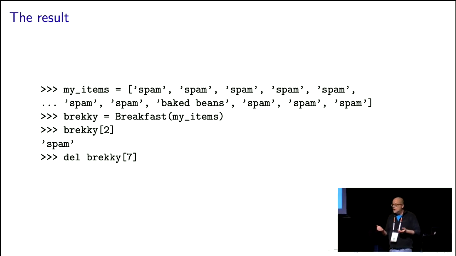At any rate, if we implement the appropriate methods, we can create an object of type breakfast, we can access an individual item off the plate, or we can hold the baked beans if we want to by removing it from the plate and do the other things that you expect to do with a sequence.